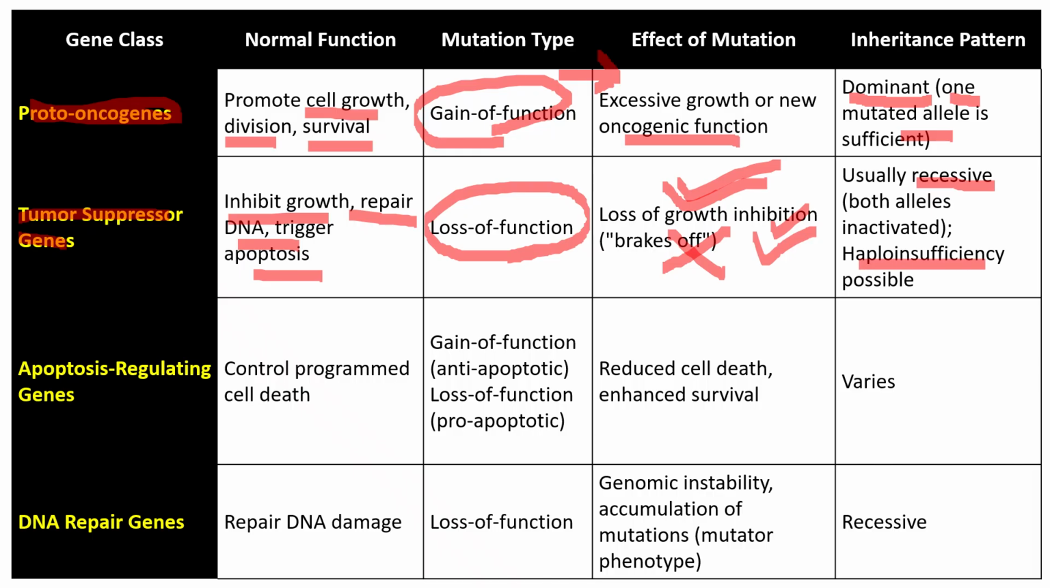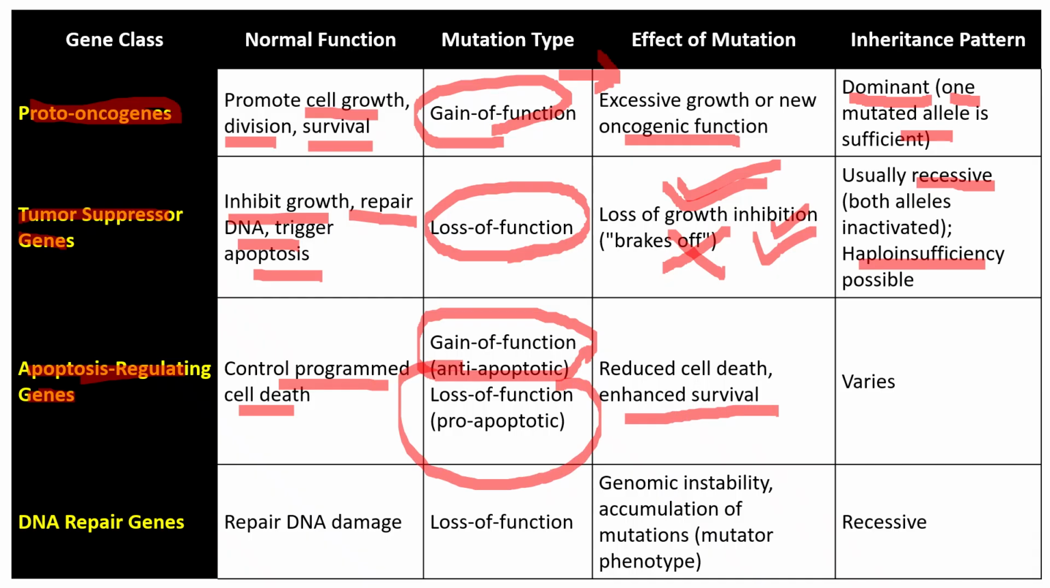The third group of genes is apoptosis regulating genes. This group of genes controls programmed cell death. As there are many types of apoptotic genes, there is gain of function in anti-apoptotic genes or loss of function in pro-apoptotic genes, and the net result is reduced cell death and enhanced survival of the cell. The inheritance pattern in this group varies.